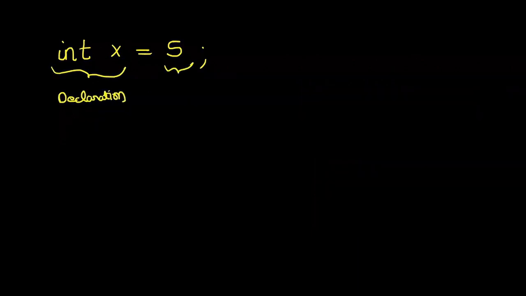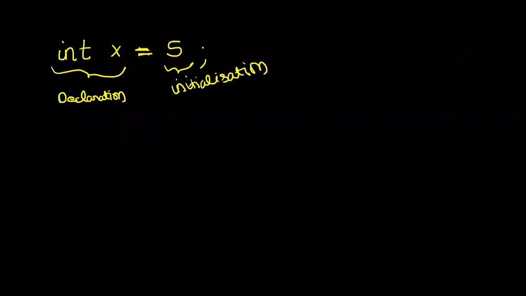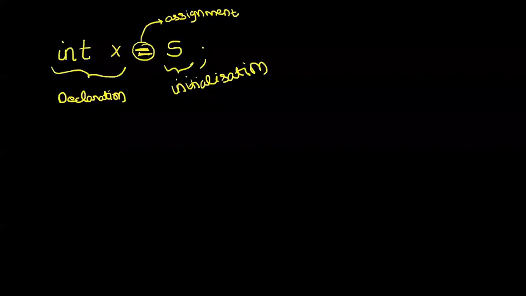And this right part where you are assigning a value to the variable, this is known as initialization. Okay. So guys, how it actually works is, think of it like this. See, this equal to sign that you see now, single equal to, this is known as the assignment operator. Single equal to in programming, what is it? This is your assignment operator.